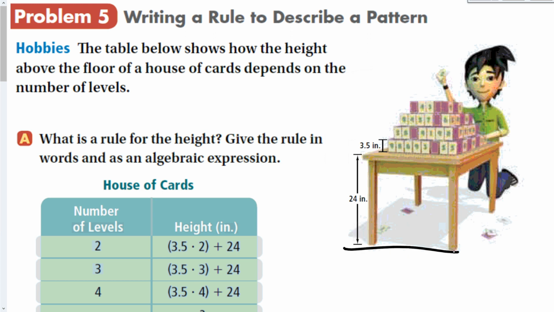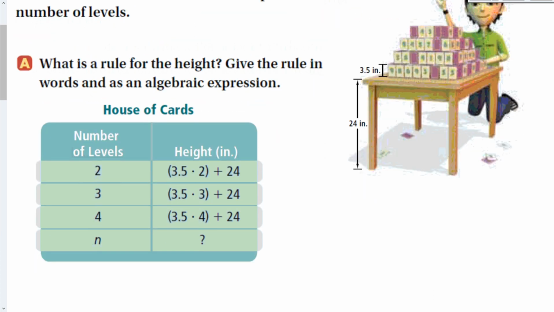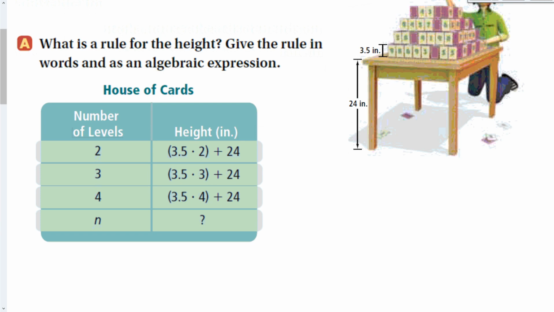And we can see that my table starts at the floor and is 24 inches high. Then each row of cards is going to be 3.5 inches tall. Which means that by the time I get to the top, I'm going to be much higher than where I started, obviously. So if I look at this table right here at the second level, I have the height of the table, 24 inches, and then 3.5, one row of cards, times 2, because I want the second level.